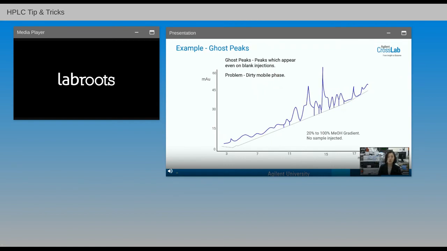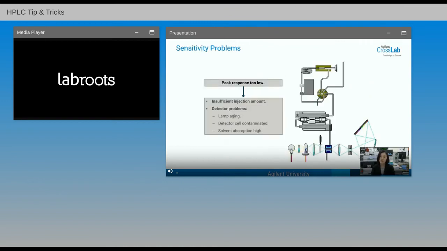Ghost peaks could be due to the column, or contamination in the needle or needle seat. And lastly, the sensitivity problem could be due to a weak lamp. Time to change the lamp. When the flow cell is contaminated, you will also need to change it because it will affect the sensitivity. The lenses are being blocked, so the light can't shine through properly, the absorption is not there, and then the sensitivity of the peak will drop.